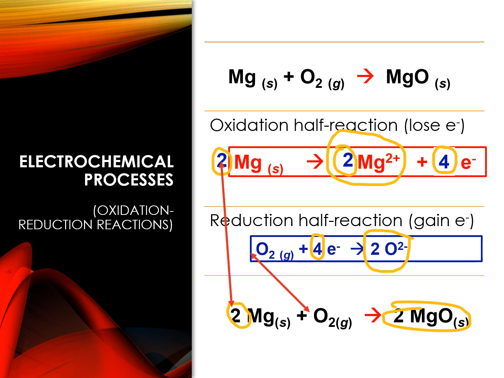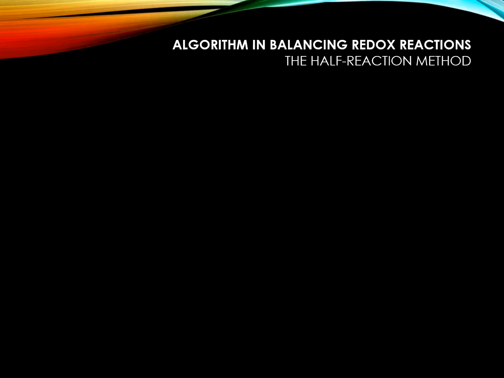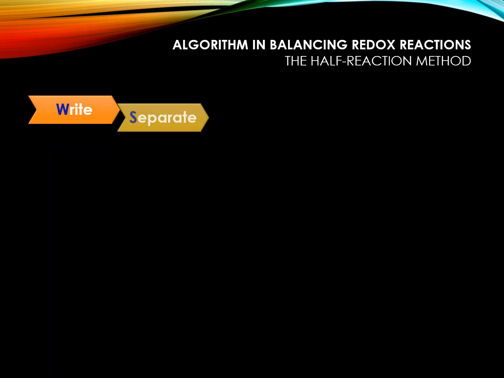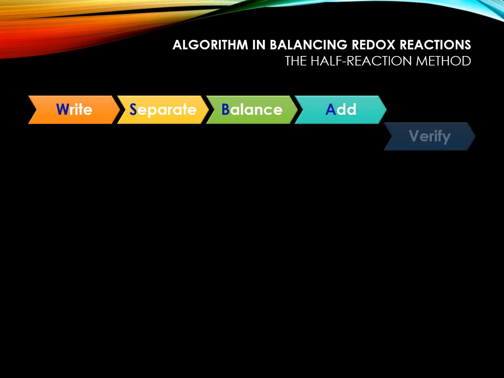This reaction now has reactants magnesium and oxygen with 0 oxidation numbers. The 2+ and 2- oxidation numbers of the product MgO sum up to 0. When balancing redox reactions, it is easier if you are guided by an algorithm. Let us codename the algorithm as WSBAV: Write, separate, balance, add, and verify.